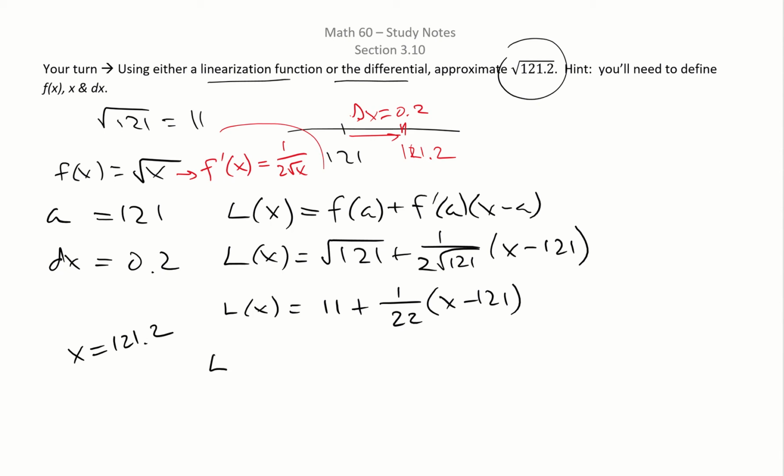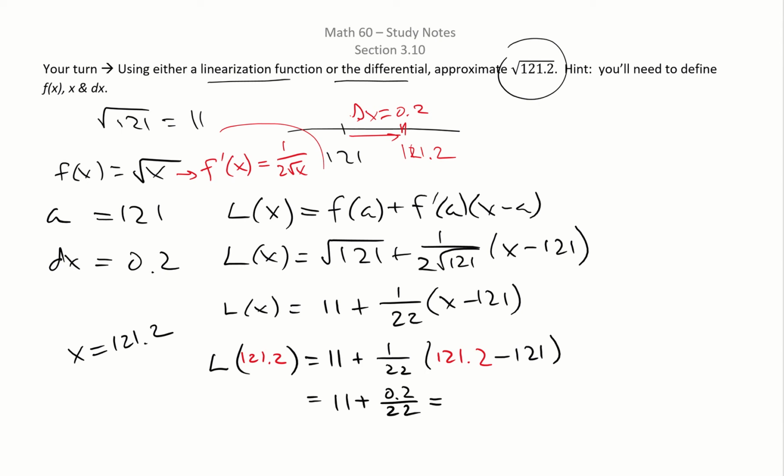All right, so I'll say L of 121.2 is equal to 11 plus 1 over 22, and then 121.2 minus 121. You see how this is really your delta x. So the computation is 11 plus, I'd write it as maybe 0.2 divided by 22. And what I got as an answer for that one was 11.00909. And so that is our linearization approximation for the square root of 121.2.